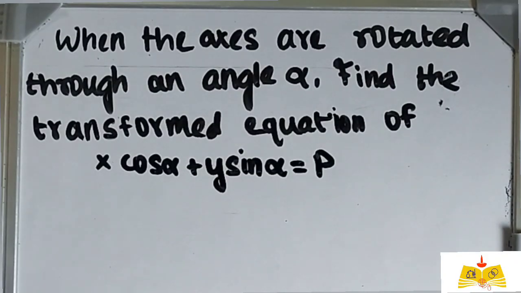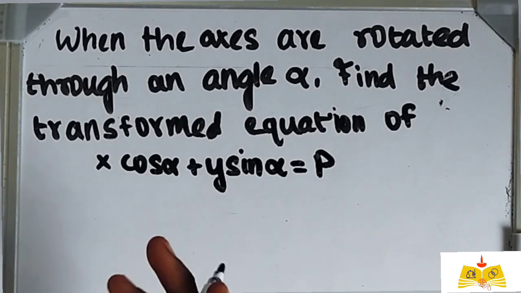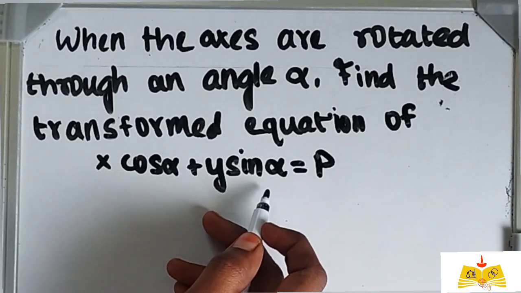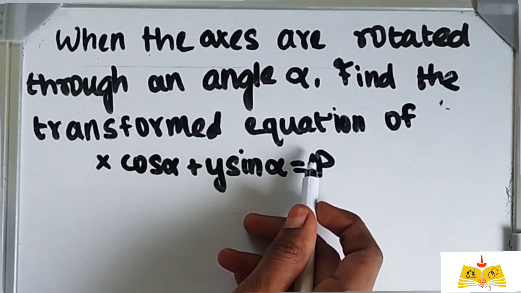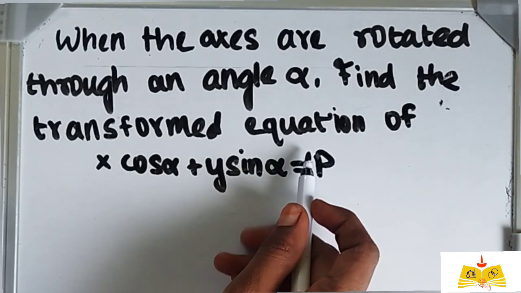Hello everyone. Today we are going to solve a sum in transformation of axes. What is the sum? When the axes are rotated through an angle alpha, find the transformed equation of x cos alpha plus y sin alpha equals p. Here we are provided with the original equation. We have to find the transformed equation.